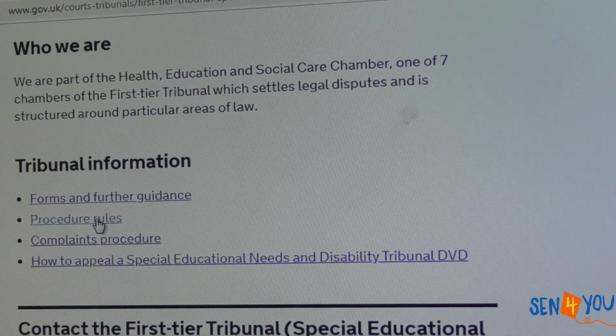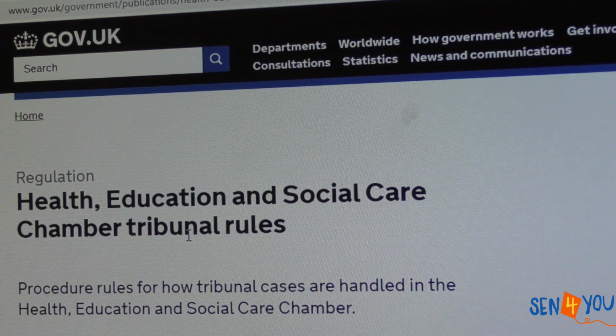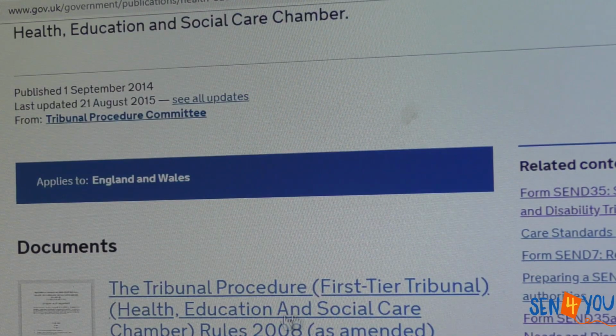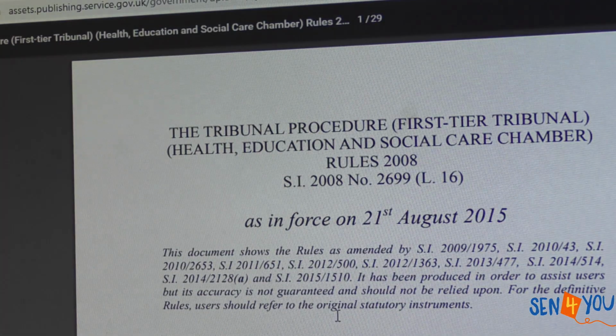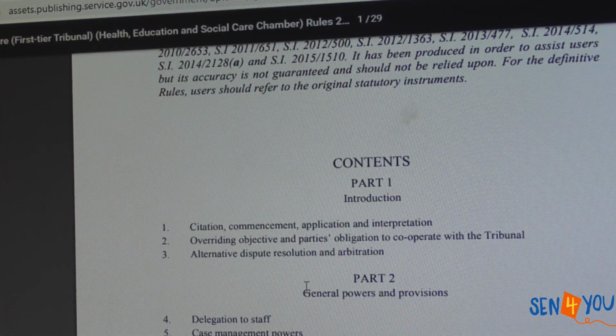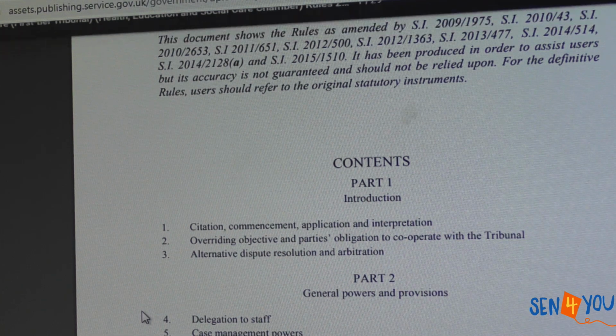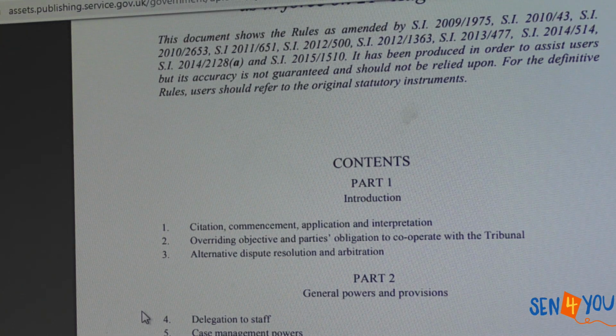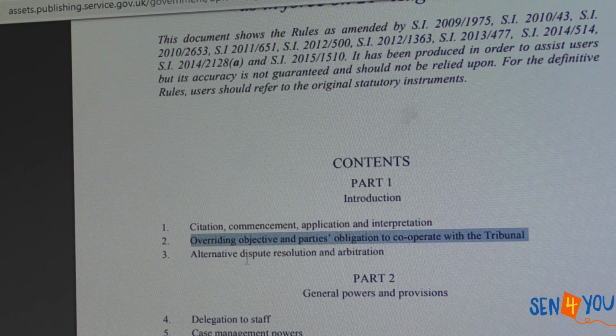There's also something called procedural rules. Although the tribunal is a fairly informal process, it's still governed by something called the Health, Education and Social Care Chamber Rules. They can be downloaded by clicking on this link here, and just to show you what they look like, this essentially governs the procedure of the tribunal. It deals with the duties of the parties to the tribunal under what's called the overriding objective, and that's here under Rule 2, you'll see.